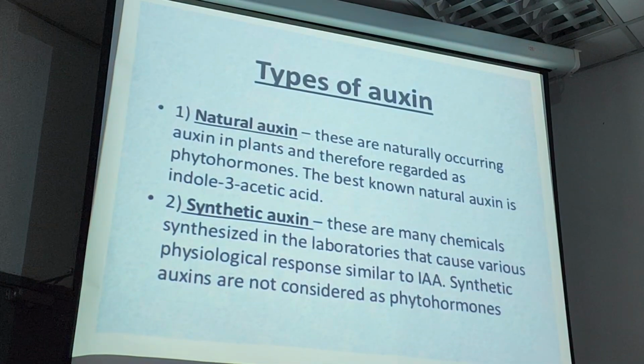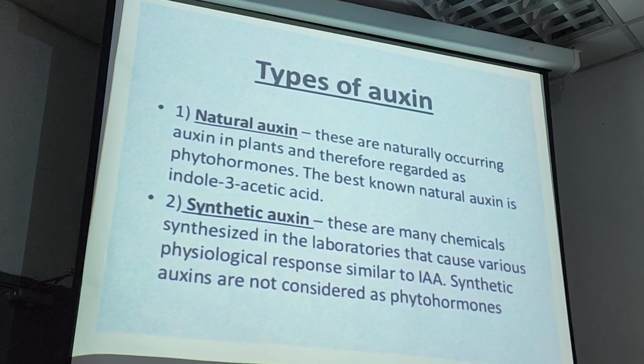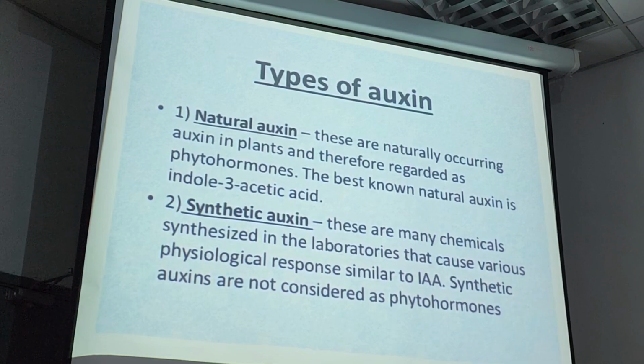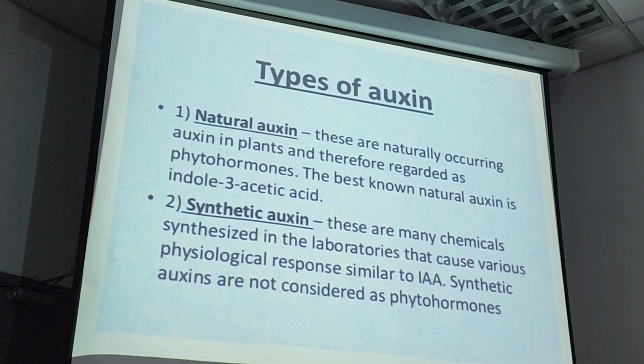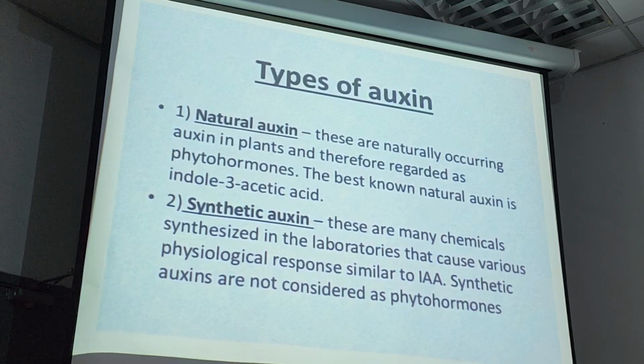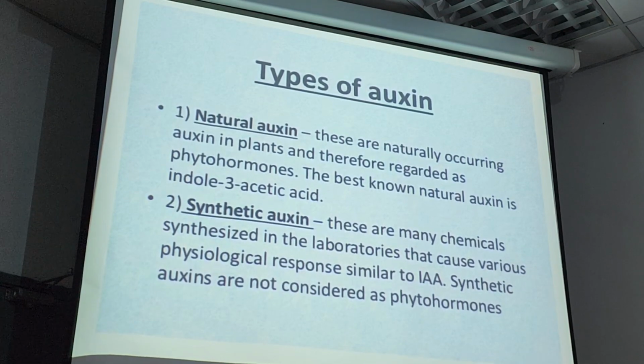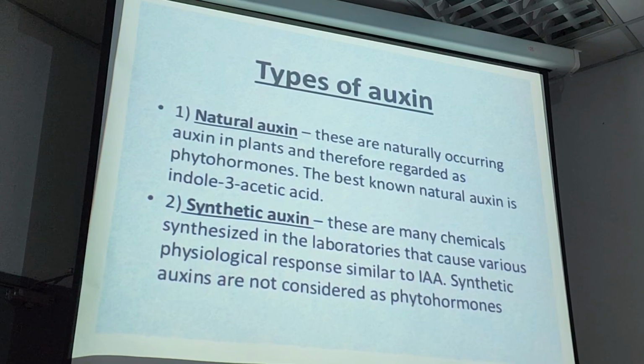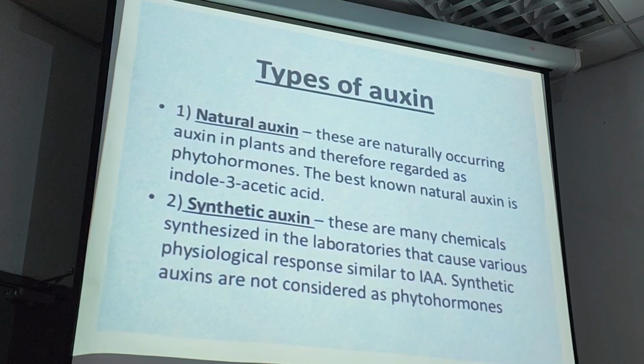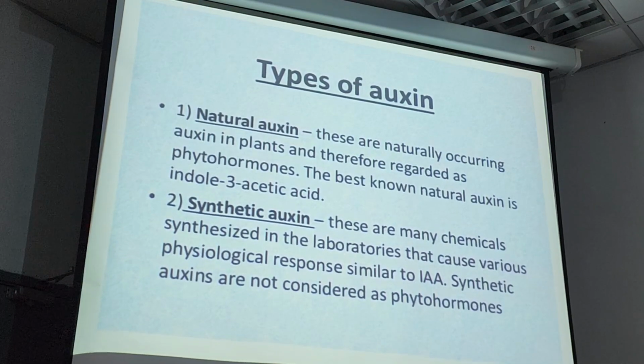So natural auxin can therefore be regarded as phytohormones because it's natural. Remember, hormone is associated with natural, and synthetic auxin can be very cheap because it can be manufactured synthetically. Even though they are synthetic, they still incite a response similar to natural auxin, right? However, synthetic auxin is not called phytohormone. This is when you start to use PGR, plant growth regulators.